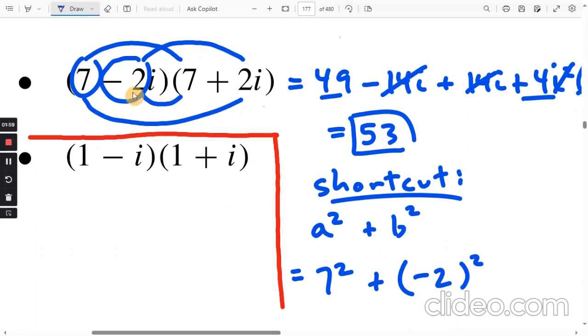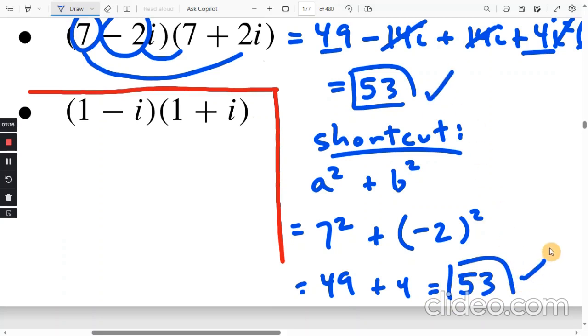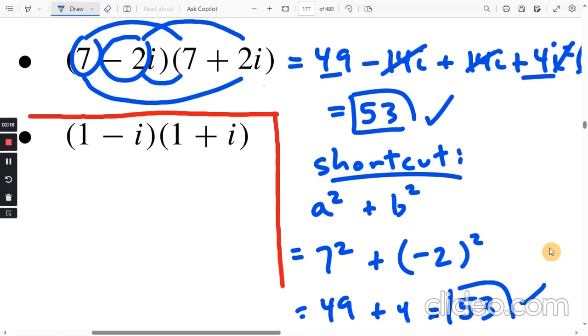All right, you don't even have to write negative because it's squared. It's going to get positive anyway. So that's going to be 49 plus 4 equals 53. So same answer. It's not that much of a shortcut, but it's nice. It's good to know.